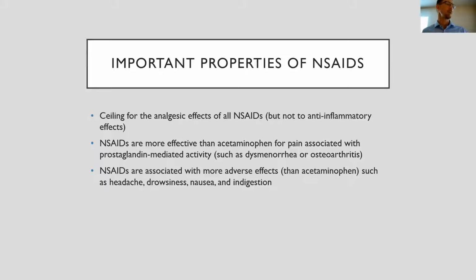NSAIDs in comparative studies do tend to be more effective than acetaminophen for pain that's associated with prostaglandin-mediated activity. So remember that when we talk about pain, especially chronic pain, what type of pain is that? Is that neuropathic? Is that nociceptive? Is that inflammatory? And within inflammatory, of course, there's a couple different categories, but in particular, the pain that's caused by prostaglandin-mediated activity. A couple of examples of that would be osteoarthritis, such as our case, Mr.